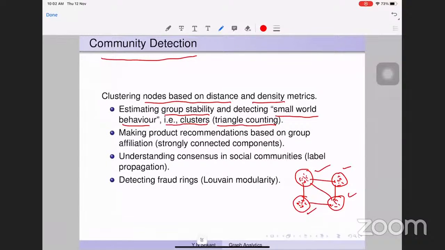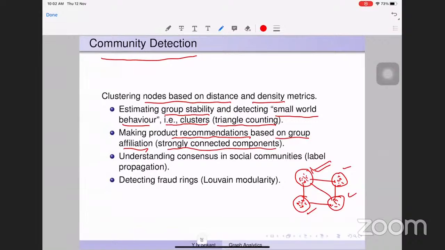Second application, making product recommendations based on a group affiliation. What does this group use? Does it use Colgate or does it use Close-Up? That sort of a recommendation goes out from the group. It's very beneficial. Well, this happens in every organization as well, right? So instead of a single individual making a decision, it's always more powerful to make a committee give out a decision. So this is based on strongly connected component algorithm.